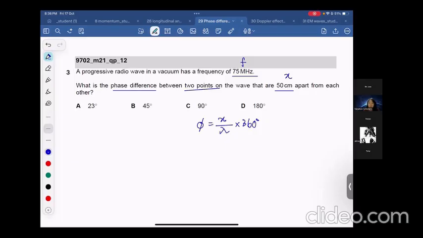Do you know the wavelength? Do you know how to calculate the wavelength? This one actually involves your Year 10 knowledge. You got the frequency, and I want to know the wavelength. I know the frequency is 75 mega. Mega is times 10 power of 6. I want to find the wavelength.